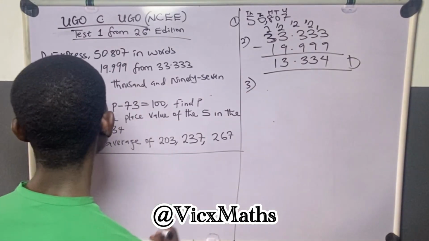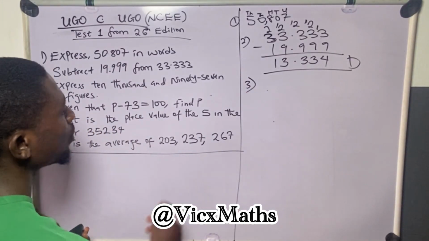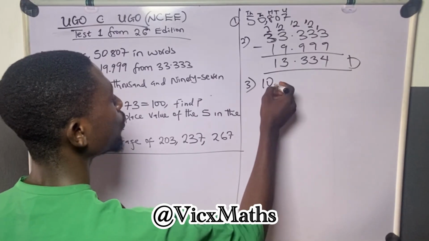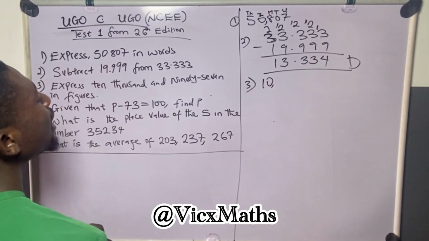Number 3. We said express 10,097. You write 10, they say 1,000, you put your comma.